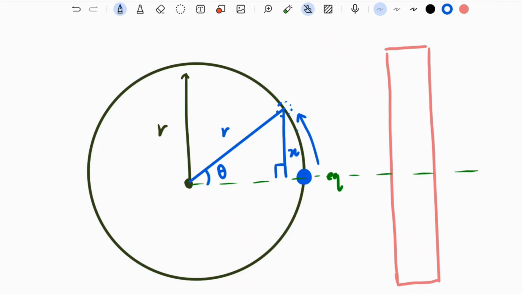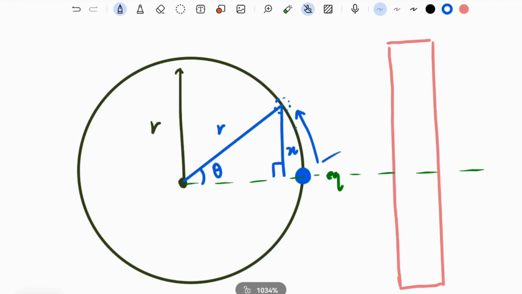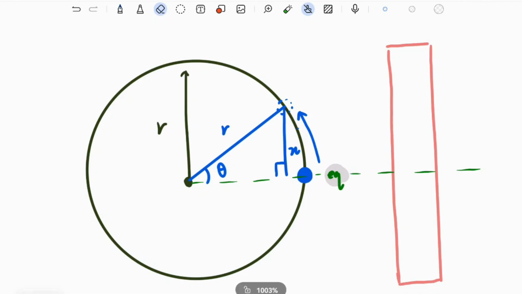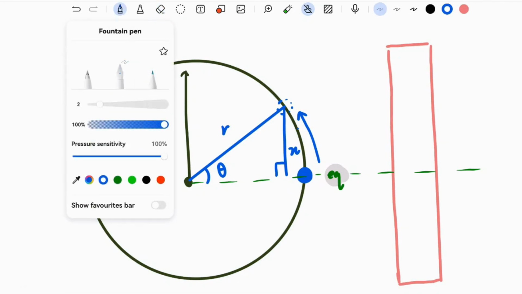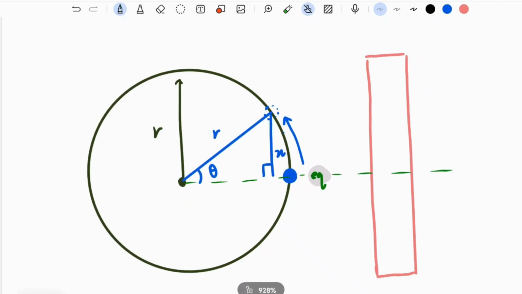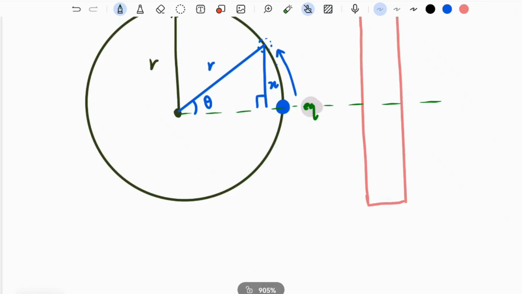So now I'm going to show you the motion of this blue dot from the equilibrium position to this point. Here we have a right angle triangle. Whenever we see a right angle triangle, we know we can use Pythagoras theorem, right? So from here we can say cos theta equals x over r, because cosine is adjacent over hypotenuse.